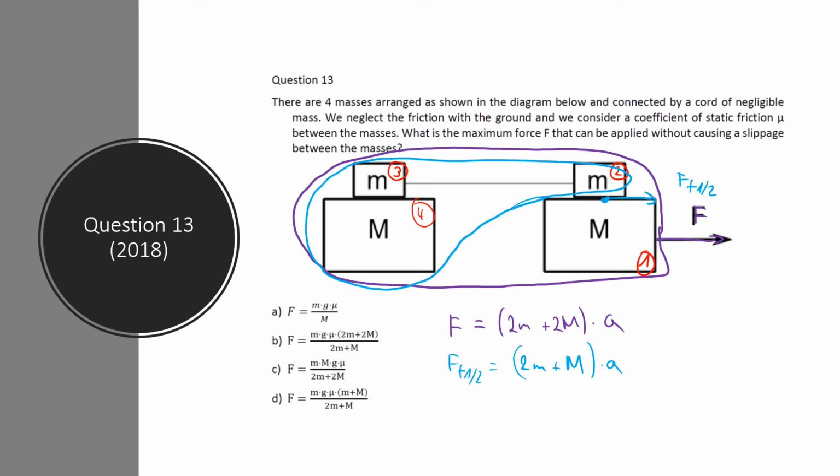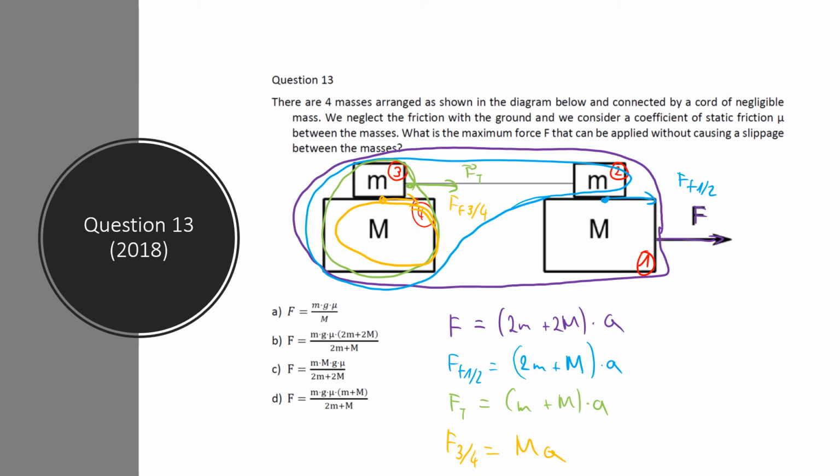Let's consider another system. Let's only say, well, we have masses 3 and 4 in our system. The force responsible for their acceleration is going to be the tension in the string. Let's say Ft. Well, Ft is responsible for the acceleration of mass m, and they have the same acceleration as before. And finally, we have mass 4 that is going to be accelerated by the frictional force between 3 and 4. So the frictional force between 3 and 4 is responsible for the acceleration of m times a.